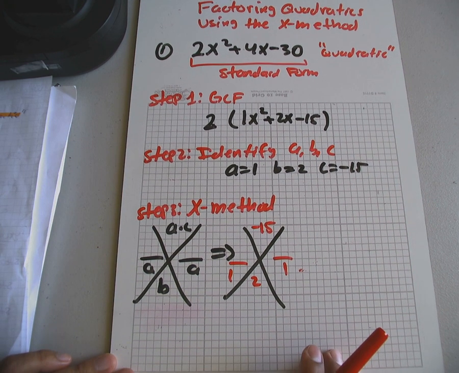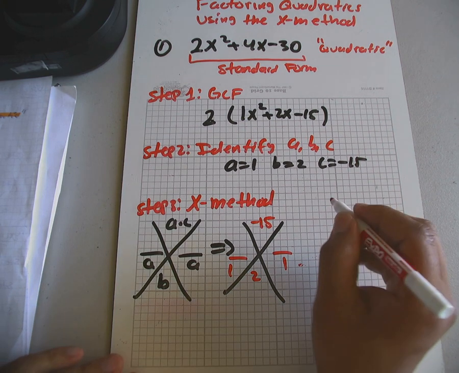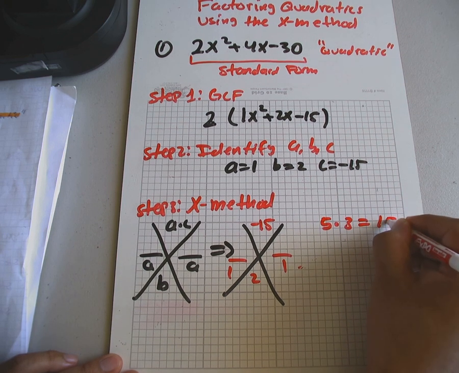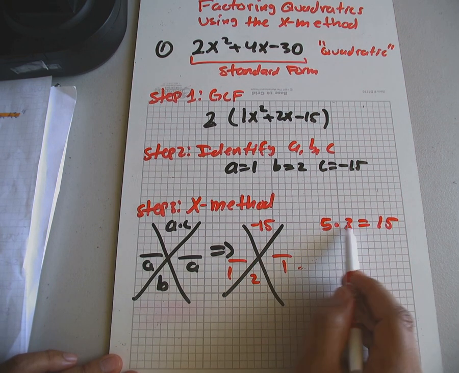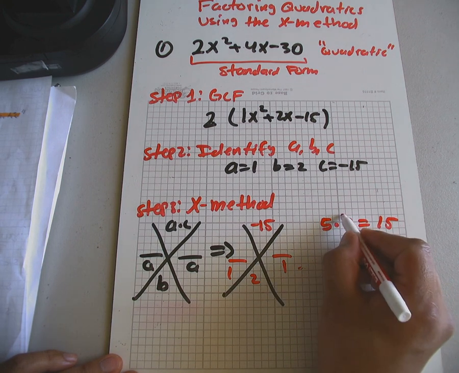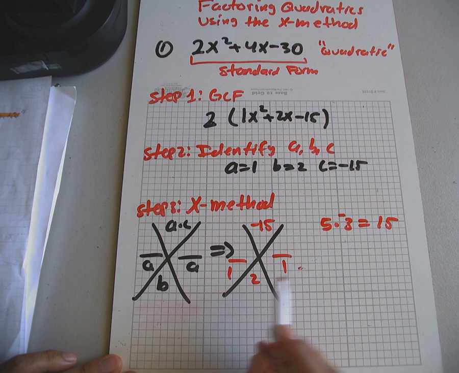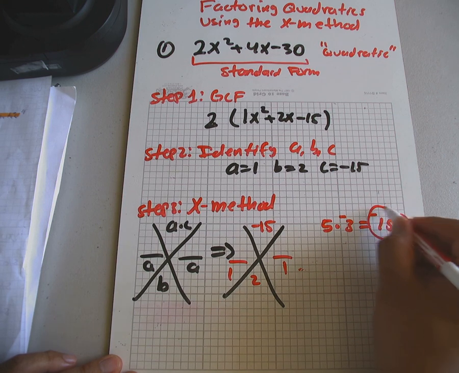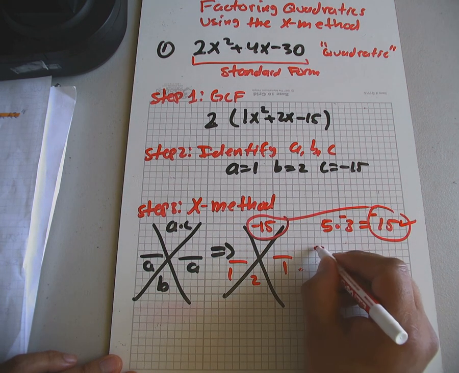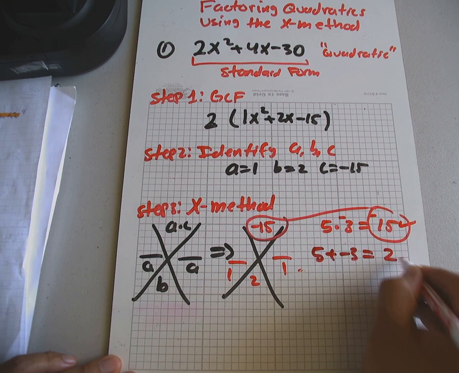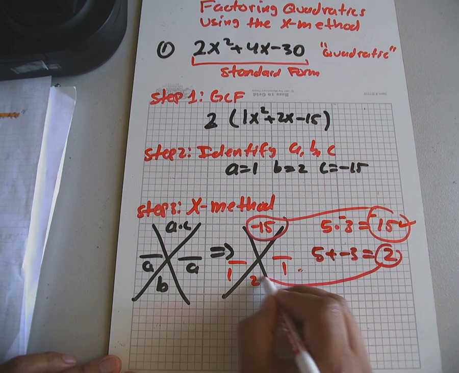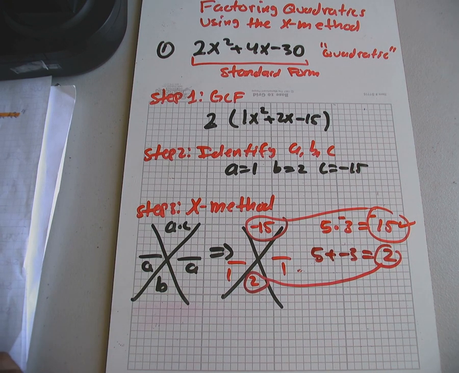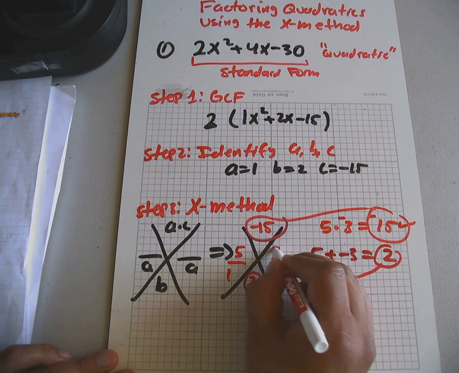In order to accomplish that, let me think about it, 5 and 3 probably. 5 times 3 is 15, but it has to be negative, so one of these two needs to be negative. I'm going to go with negative 3, because when we add them I'm going to get 2. So 5 times negative 3 is negative 15, and 5 plus negative 3 is 2. So this works. This is what we need to do. Now that this works, I'm going to write 5 and negative 3.